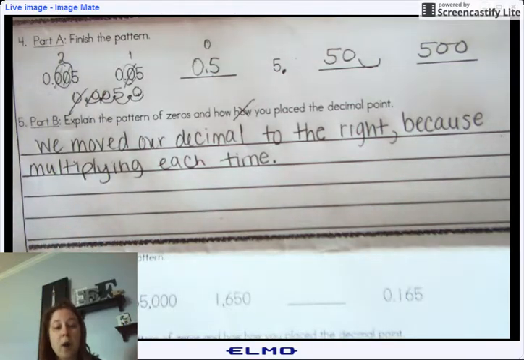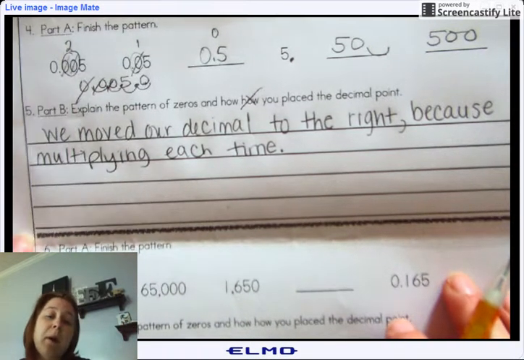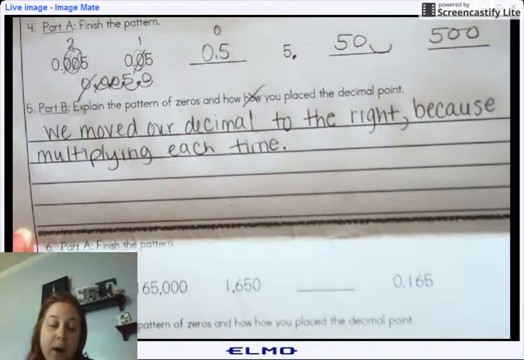Please make sure if you need to pause it to copy it down that you can. I'm going to keep moving. But remember, you can always pause it. You just can't skip any parts, but you can pause it.